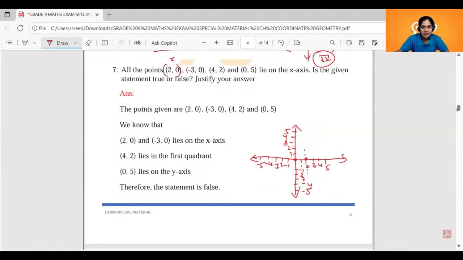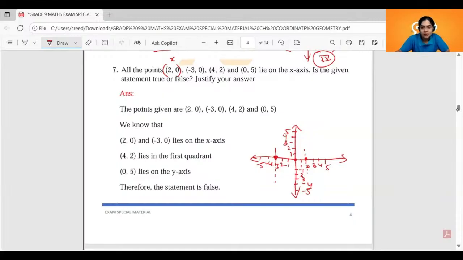I'm just writing x over here because it's lying on the x-axis. What about (-3, 0)? -3 is the x coordinate, right? So -3 and it's 0. I'm drawing a perpendicular passing through -3, and the y coordinate is 0. That means the point is this itself, right?